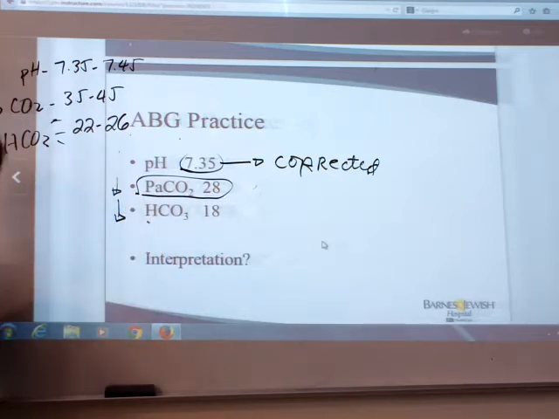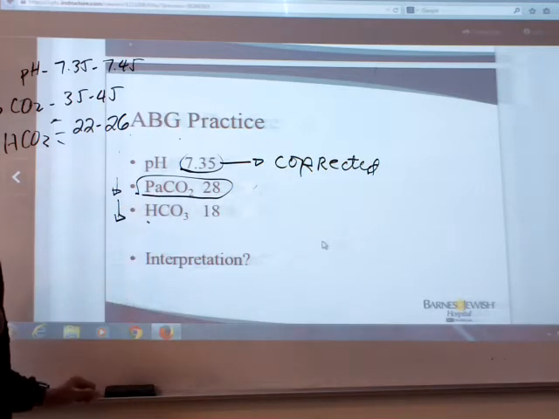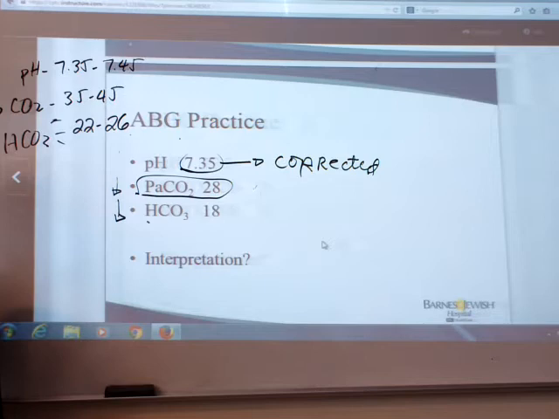Yes, compensated. That's what threw me, they're backwards from each other. Very good. So if your PaCO2 is low, it's going to be alkaline. If it's high, it's going to be acid. The PaCO2, if it's low, is always going to be alkaline. If it's high, it's always going to be acidic. The HCO3, if it's low, is always going to be acidic, and if it's high, it's always going to be alkaline. They're backwards from each other.